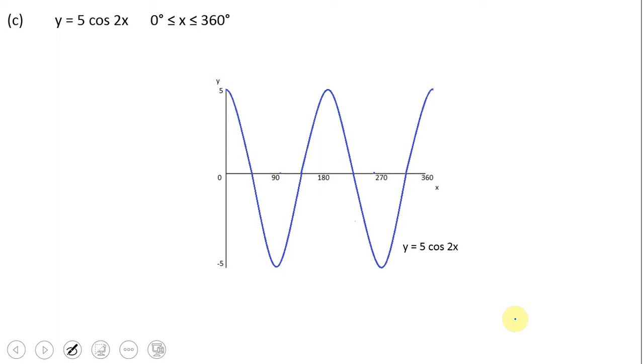So we can do that transformation in 2 steps. First of all, sketching the graph of y equals cos 2x from the graph of y equals cos x, and then the graph of y equals 5 cos 2x from the graph of cos 2x. And that's it.